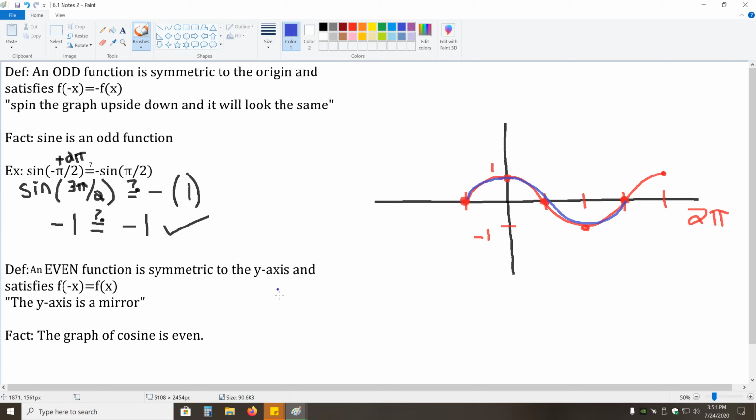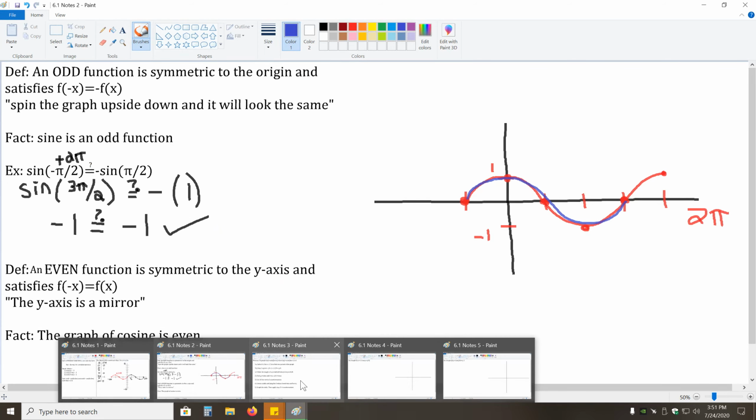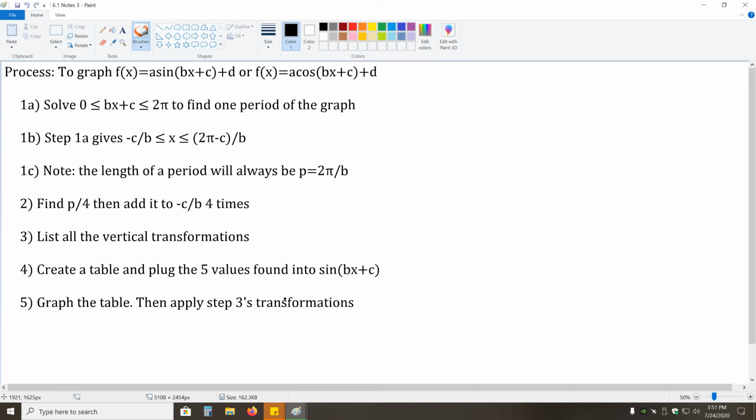Okay, so now with that brief showing of the graph of cosine, we can get into graphing sine and cosine using much more complicated functions. Okay, so to start off with, the process says to graph f of x equals a sine of bx plus c plus d, or f of x equals a cosine of bx plus c plus d, meaning to graph these using transformations.